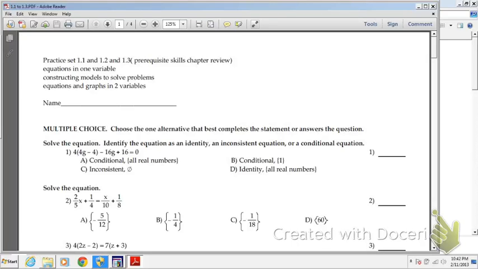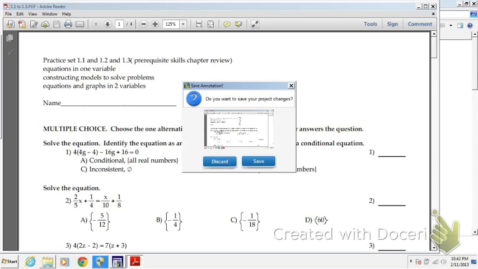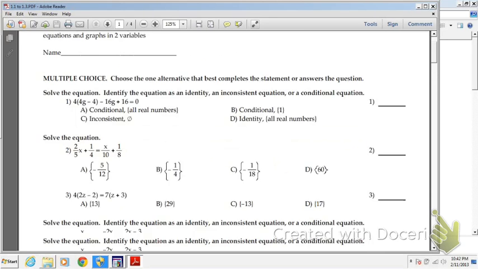Okay, welcome back everybody. Remember that I split this prerequisite skills worksheet into 3 parts. So I'm going to start the third part of the podcast. I'm actually going to, and I wanted you to see me do this, I'm actually going to page down to number 14.